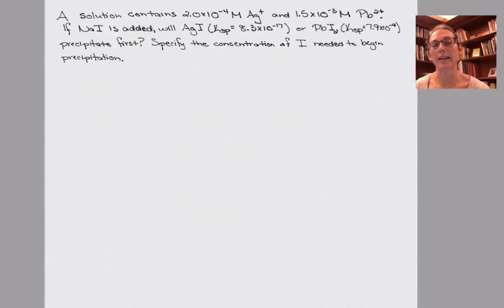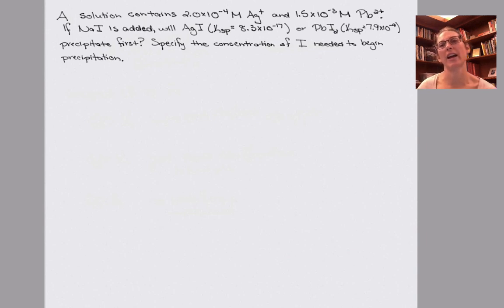Let's take a look at an example problem that you might come across. If I have a solution that contains some silver ions and some lead ions, and I start adding sodium iodide, dropping it in, the question is, what solid is going to precipitate first? Silver iodide, which will form a slightly soluble solid, or lead iodide. When I look at the KSP values, my gut tells me that the silver iodide is less soluble, so that's probably going to be the first one.